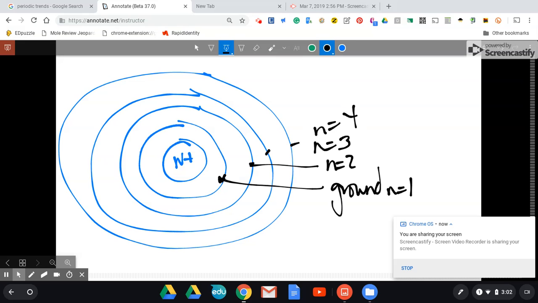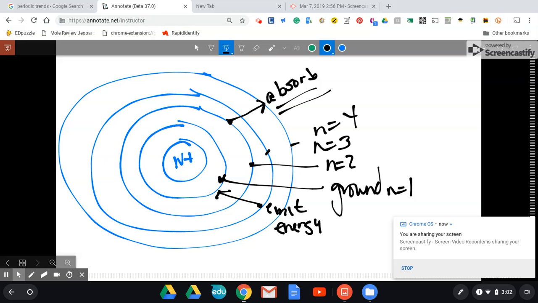So if I jump from an electron, if I am at N2 and I go up to N4, I have to absorb a certain amount of energy. But if I am at N3 and I go down, I'm going to emit energy, and I'm going to give off a certain color of light.